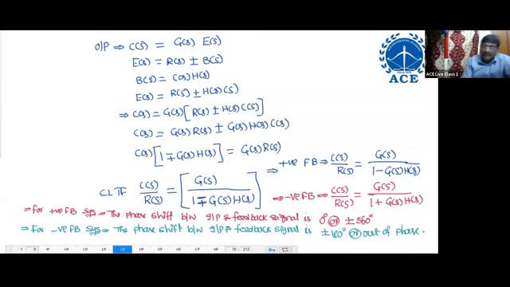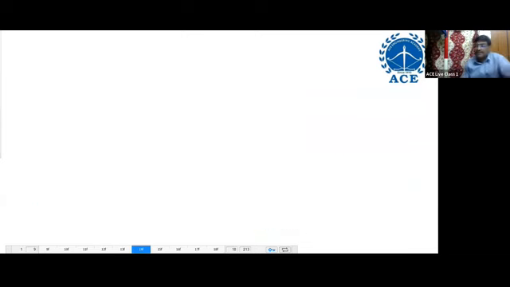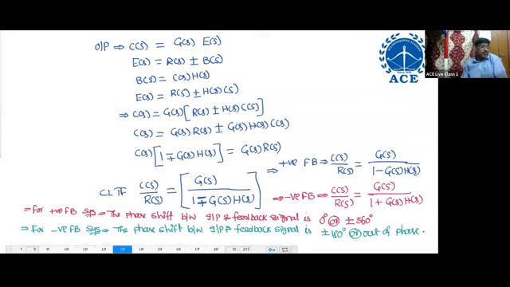So next we'll go for the comparison between open loop and closed loop systems.